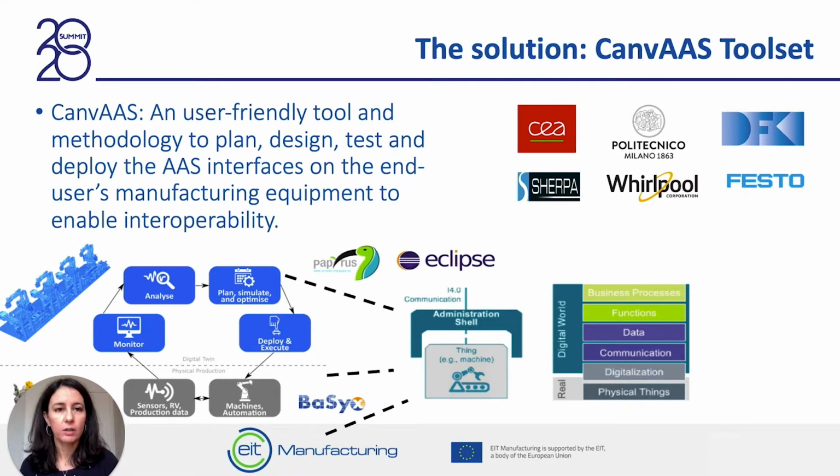So we are 6 partners, 3 research institutes, CEA List from France, Polimi from Italy, DFKI from Germany, and 3 industrials, Sherpa Engineering, Whirlpool, and Festo Didactics, which is the business champion of the CANVAAS project. So altogether, we are implementing a user-friendly tool that tests and validates the Asset Administration Shell standard. The toolset is based on 2 open source tools, Papyrus for modeling and deploying the AAS models, and BaSyx for their execution.